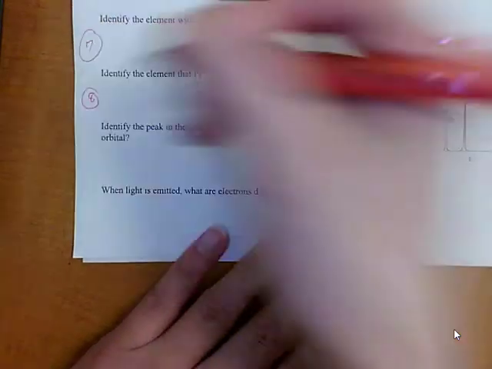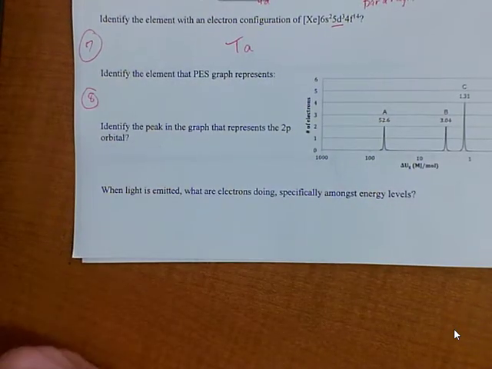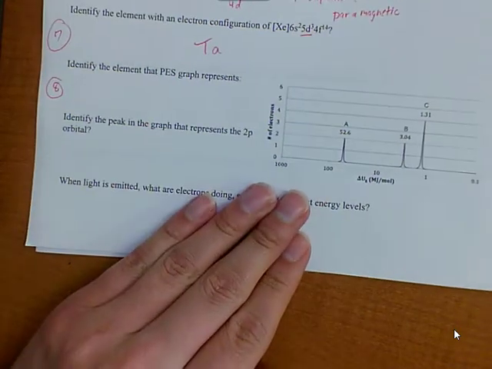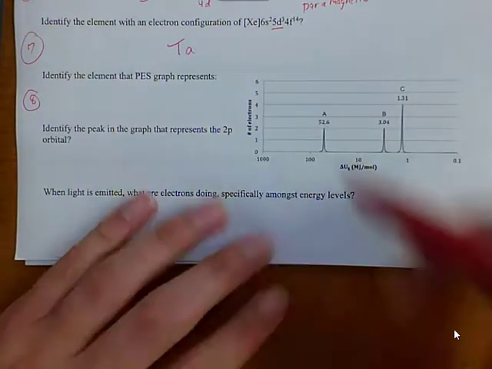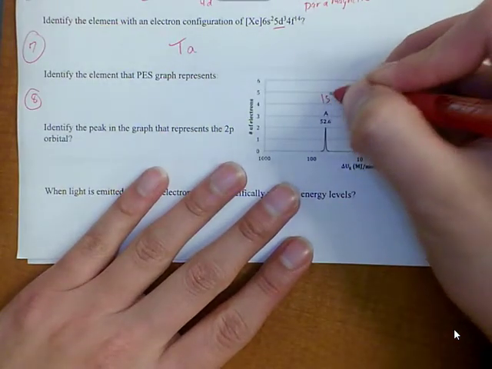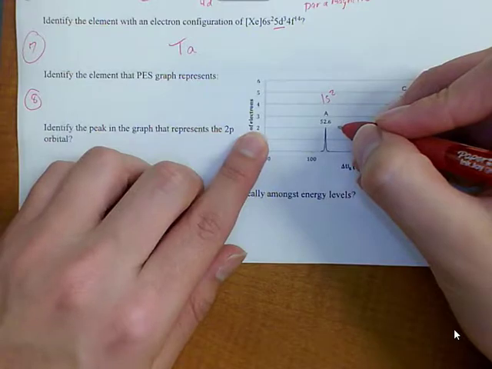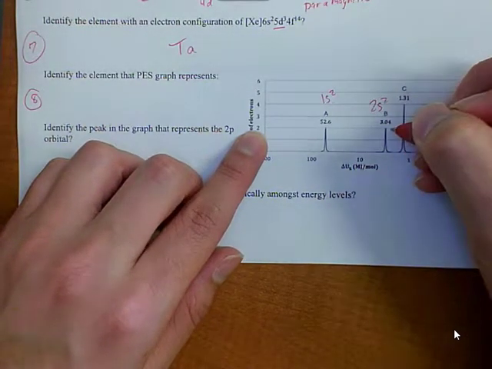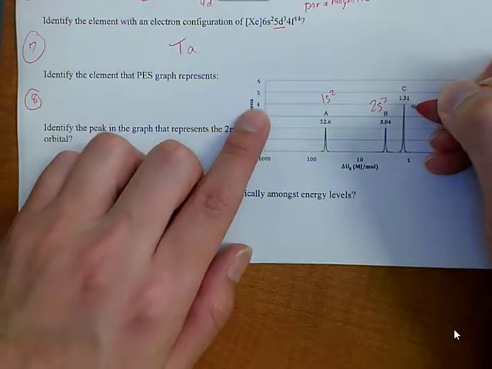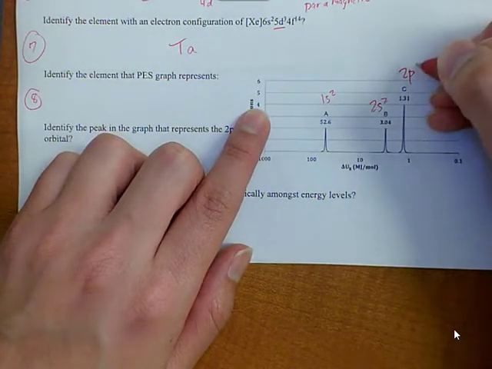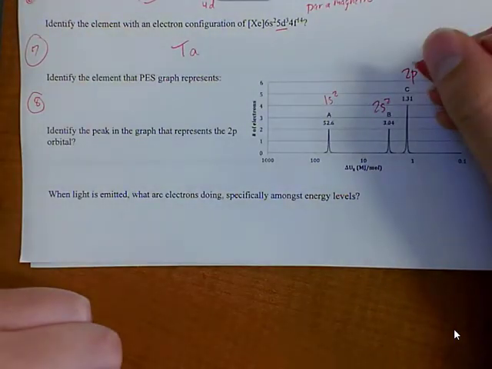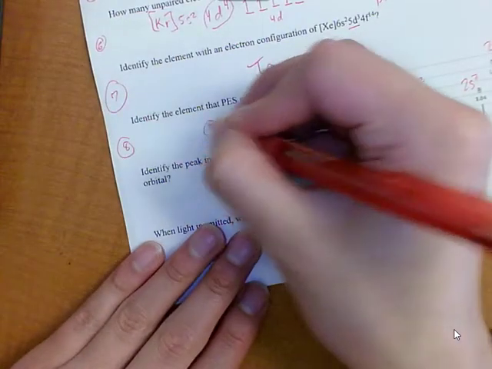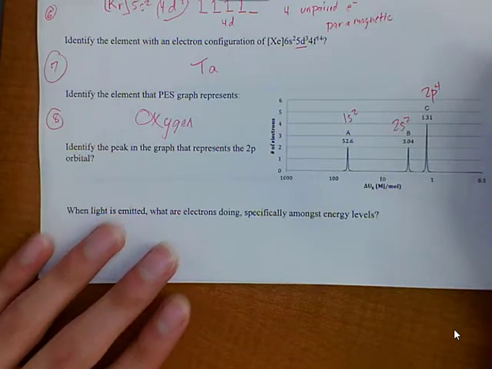All right, number 8. Identify the element in the PES graph. Okay, so here is my PES graph. I have here my 1s2, 2 electrons, it tells me right there. This one would be my 2s2, 2 electrons. This peak right here goes up to 4, so this should be my 2p4. What element is 2p4? That would be oxygen. So this is oxygen's PES graph.